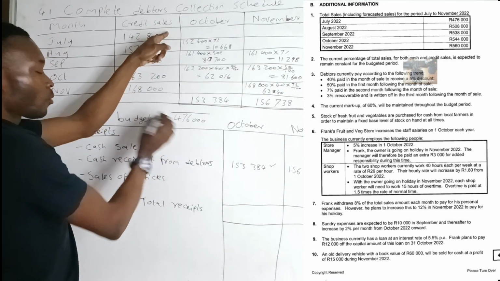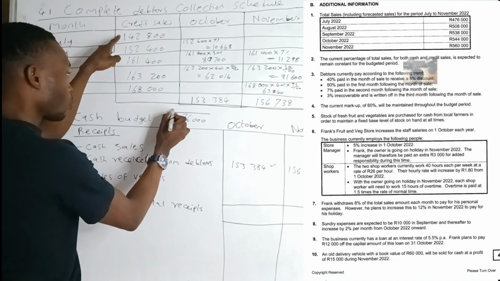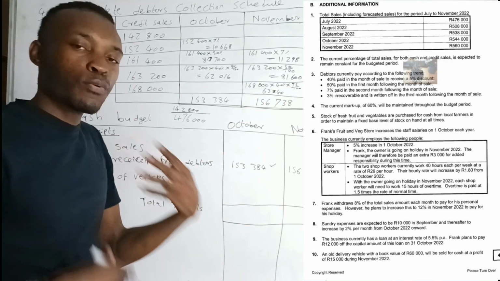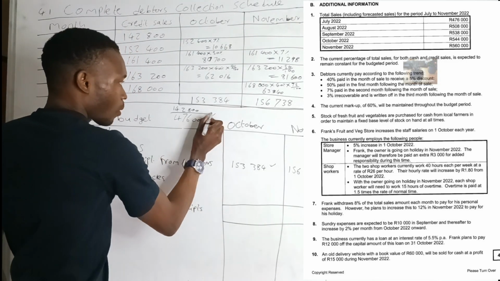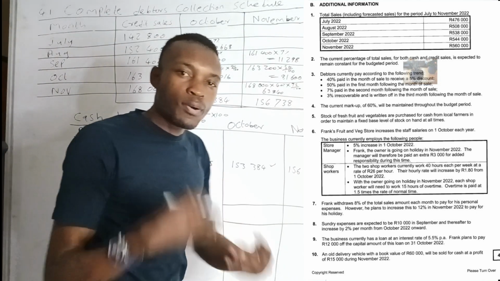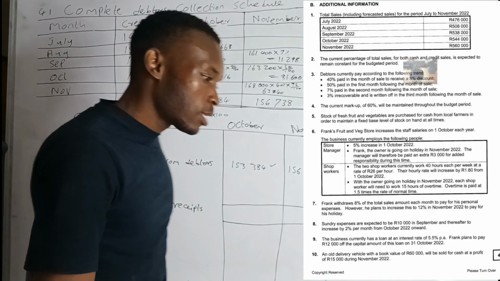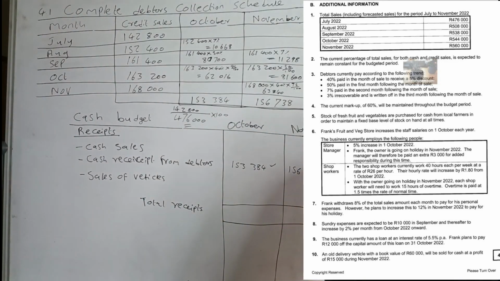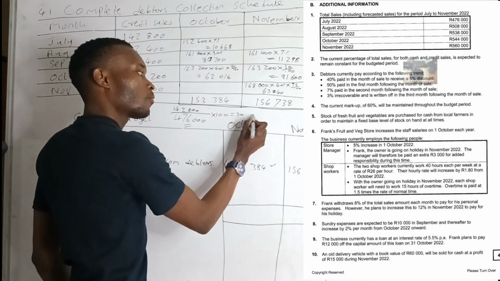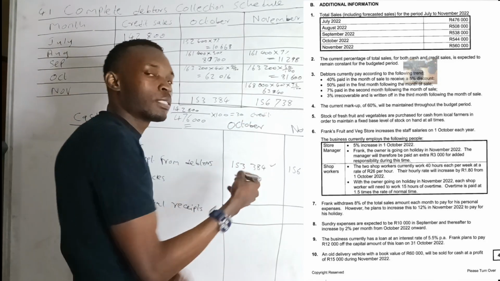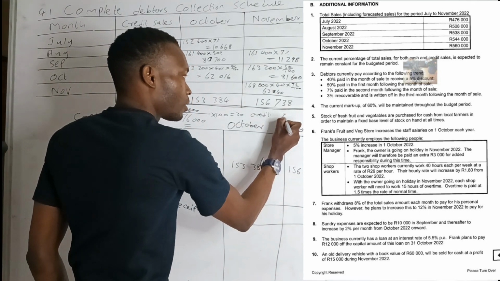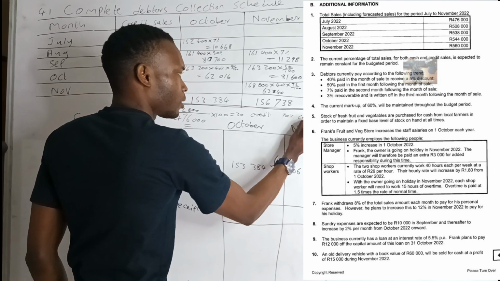Remember, for credit sales, they already gave us 142,800. In this case, they didn't give us a percentage. They want us to calculate a percentage. Once we get a percentage for one month, they say that they remain constant. All of them are the same. If you calculate this, you're going to get 30%. This 30% is for credit, which means that cash is simple: 100 minus 30, which means that 70% is cash.